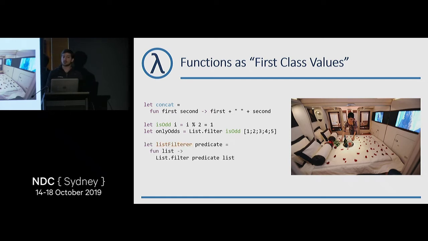First-class values should also be able to be returned from functions. So the list filterer function is an example of a function that itself returns another function, and that function will take a list and filter it using that predicate function that was initially provided. Functions as first-class values are very common in modern programming languages. C#, JavaScript, C++, F#, they all have this core functional programming characteristic.